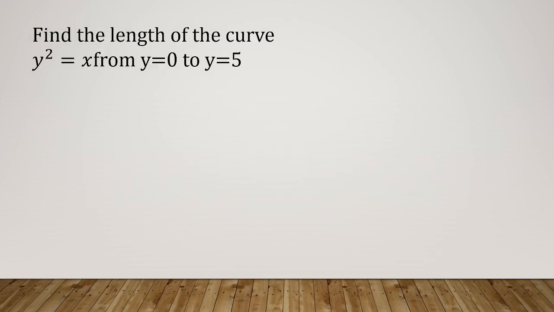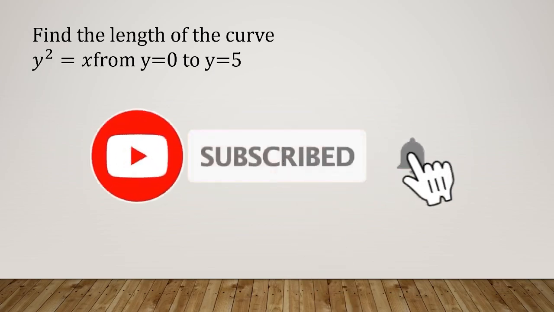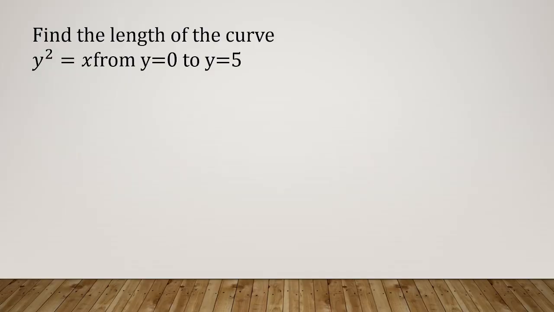Next, how about this next problem? Find the length of the curve y squared is equal to x from y is equal to 0 to y is equal to 5. So, sabi, find the length daw. So, i-graph muna natin siya para mas maintindihan natin. Y squared is equal to x is a graph of a parabola that opens to where? To the right, with vertex at 0, 0, the origin. This is your curve.